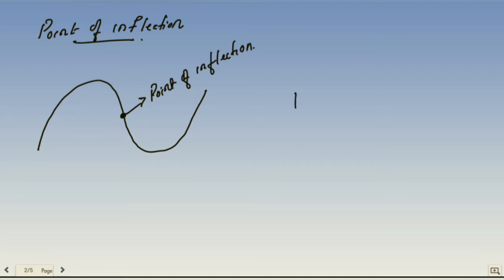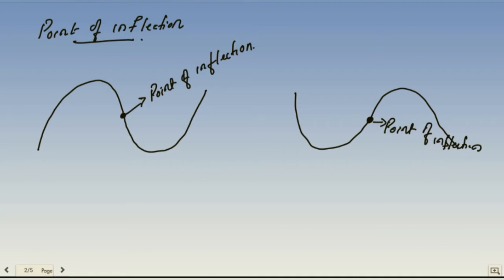Is it clear? Similarly, in this graph, see, concave up, then concave down. There is a point somewhere here. This point is the point of inflection. How do you find this point?